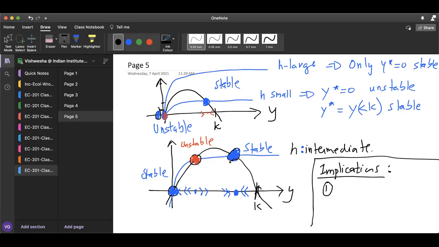So the equilibria are locally stable. If there's a large enough perturbation, it will move to the other equilibria. Okay, that's a good point. So what's the ecological implication of that? Large perturbations take you far away, right? So what is the implication of this ecologically?